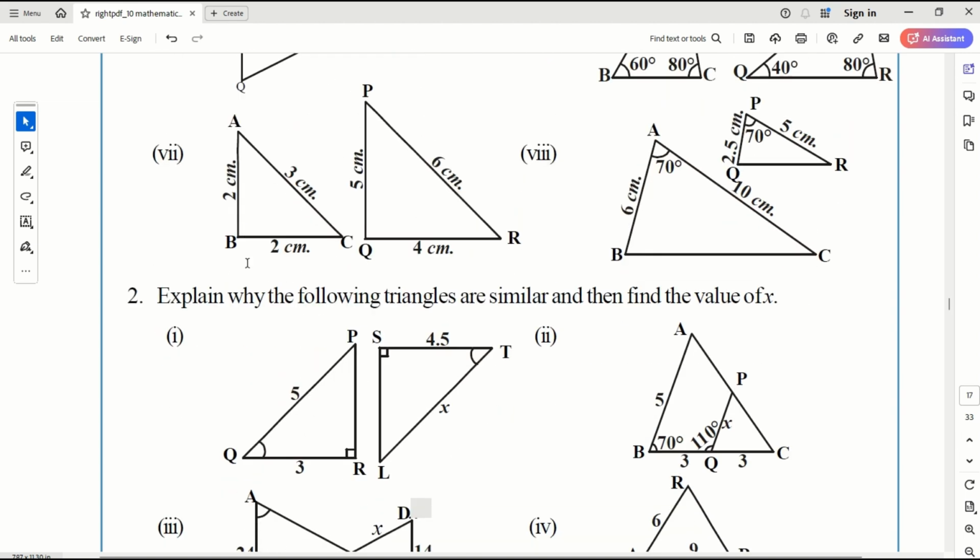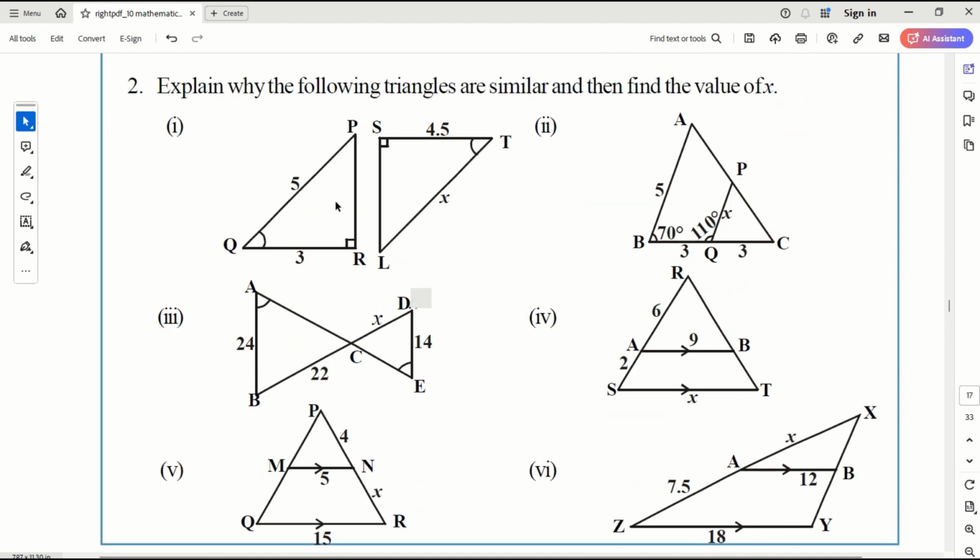And here, are all sides in the same ratio or not? Let's check it. 2 by 5 equal to 2 by 4? No. So they are not equal. Corresponding sides are not same, so they are not similar triangles. And here, 6 by 2.5 equal to 10 by 5? Is it same? No. So they are not similar triangles.